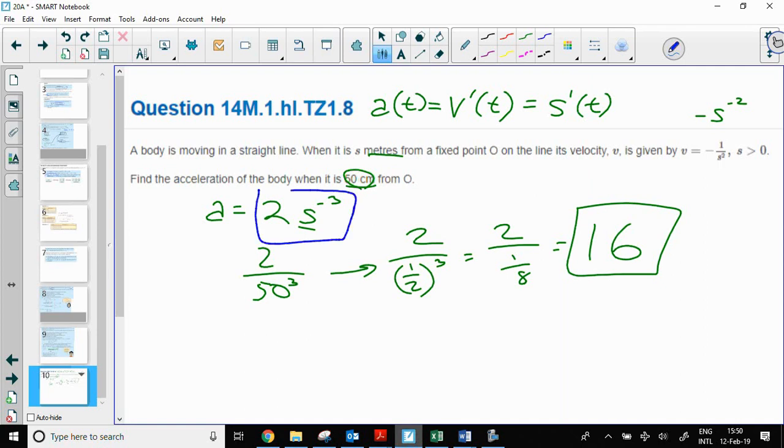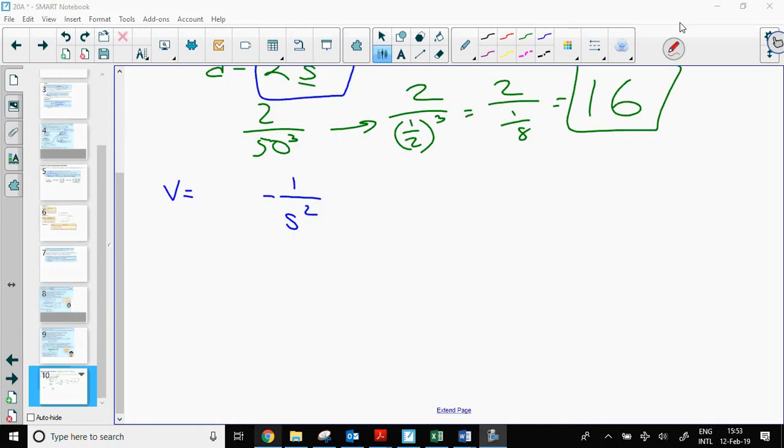here, we got to use the chain rule. So we've got velocity is equal to -1 over s squared. We're going to take the derivative with respect to time because we want to find out about acceleration. So we'll do that to both of these. Left-hand side, derivative of velocity with respect to time, that's acceleration. Right-hand side, we're going to take the derivative of negative 1 over s squared.